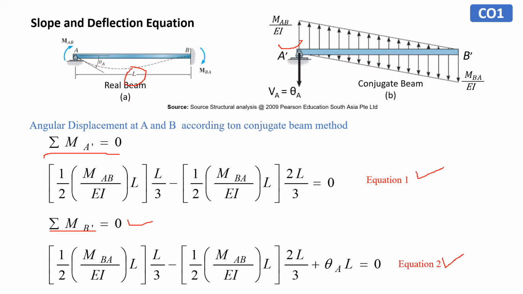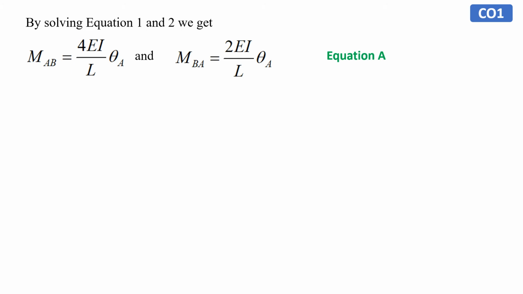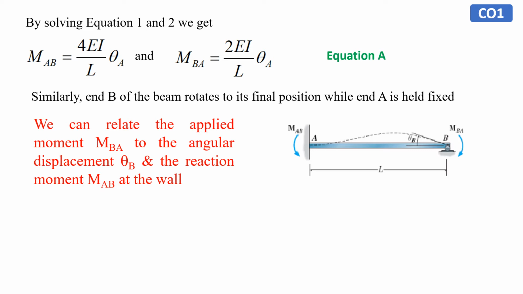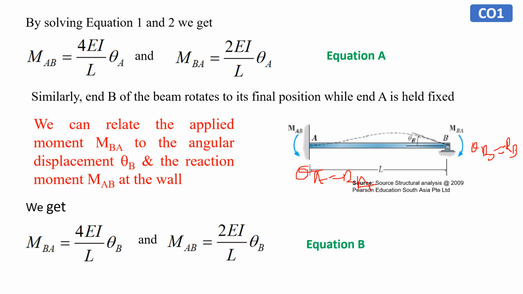Now after applying these equilibrium equations, by solving equations 1 and 2, we get M AB is equal to 4EI by L theta A and M BA is 2EI by L theta A. That will be our equation A. Similarly, in the previous case we considered theta A is equal to R A. In the second case, we are going to consider theta B is equal to R B, and applying again the conjugate beam method, we get M BA is 4EI by L theta B and M AB is 2EI by L theta B. That is our equation B.